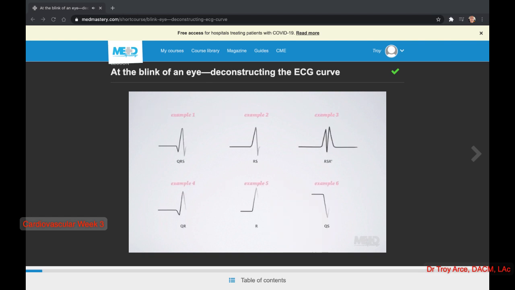Here are the different examples again. Take a close look at them. Example number 1, we had a Q wave, an R wave, an S wave. Example number 2, an R wave and an S wave. Example number 3, R, S, R prime. Example number 4, a Q wave and an R wave. In example number 5, just one big upward deflection, that has to be an R wave. And in example number 6, just one big downward deflection, which of course has to be a QS pattern.